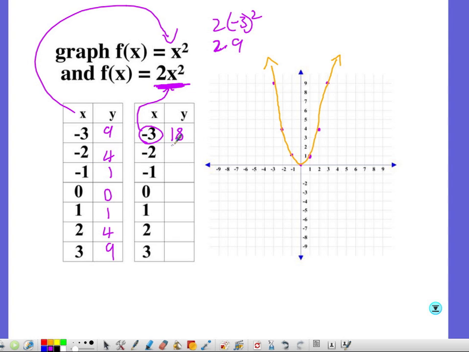So here we're going to take -2, plug it in for x, and that's going to be 2 times -2 squared, and we're multiplying by 2 in the front. So -2 squared is 4. 4 times 2, which is 8. Okay, so when we take the rest of our inputs, it's going to be 2, this is going to be 0, 2, 8, and 18.